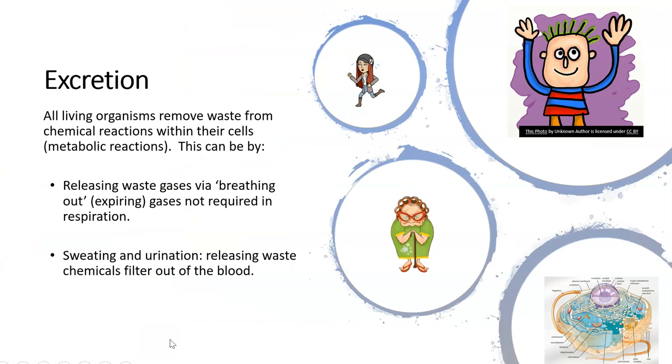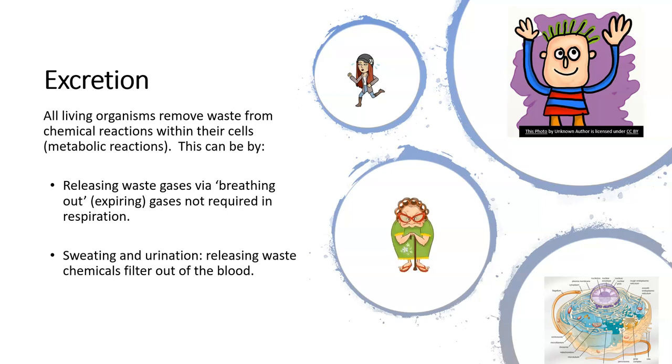Okay, our next one, excretion, shared by both Mrs. Gren and Mr. Engro. All living organisms need to remove waste from the chemical reactions that occur within their cells. So we call these metabolic reactions. Now, this can be done in various ways. It depends what the waste product is.